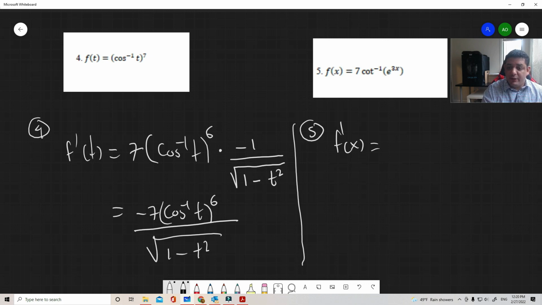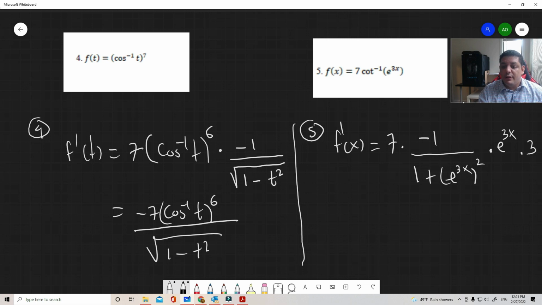So if we're taking 7 cotangent to the minus 1 of e to the 3x, this is going to have that 7 multiplied by minus 1, because it's cotangent, over 1 plus whatever the function is inside, squared. So in this case, e to the 3x is squared, and then we multiply by the chain rule, which is the derivative of e to the 3x. So e to the 3x times 3.